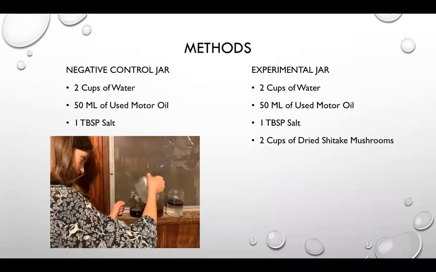In this experiment, I had an experimental jar and a control jar. For my experimental jar, I put 2 cups of water in a plastic jar with 50 milliliters of oil, 2 cups of dried shiitake mushrooms, and 1 tablespoon of salt. For my negative control jar, I put 2 cups of water in a plastic jar with 50 milliliters of oil and 1 tablespoon of salt.